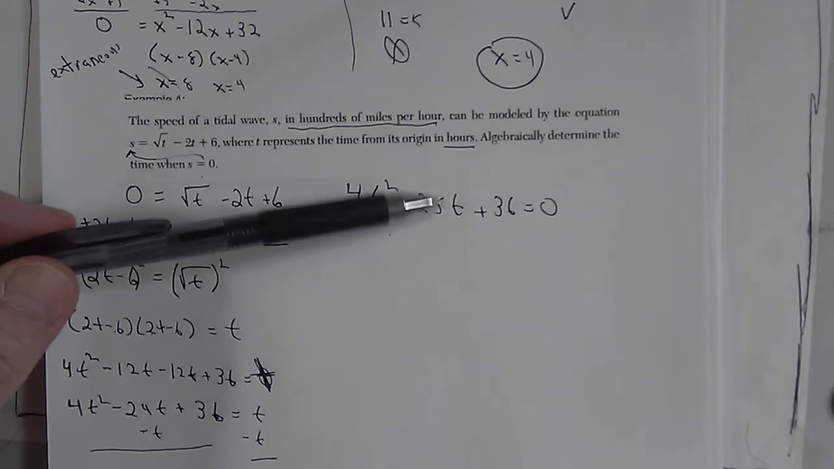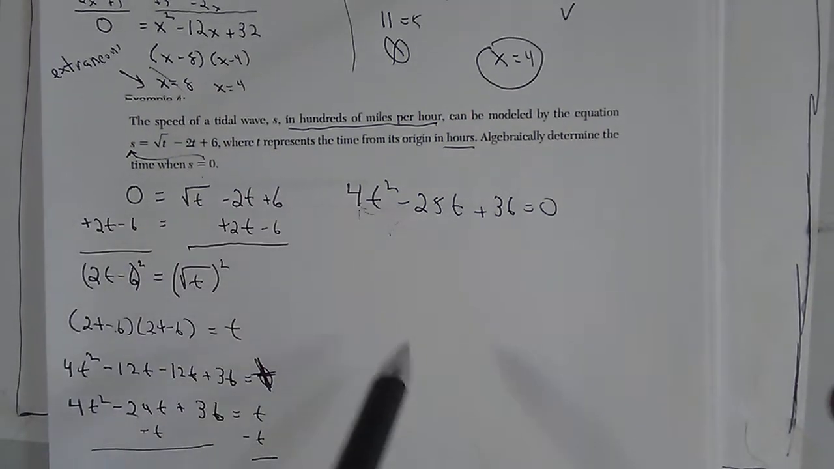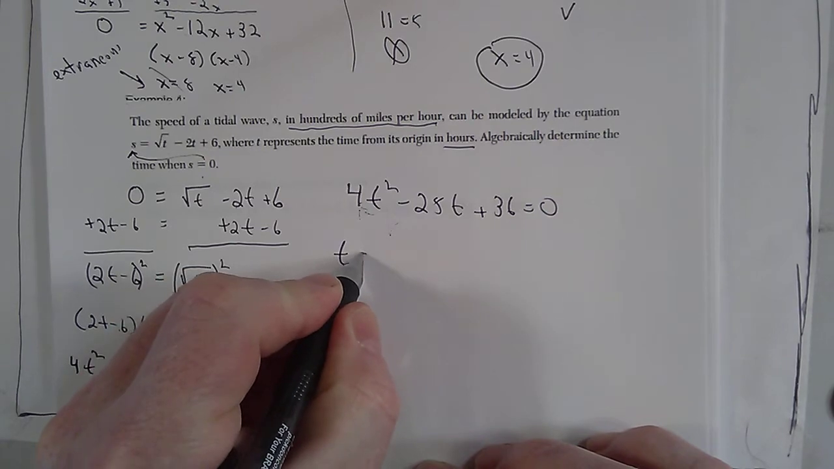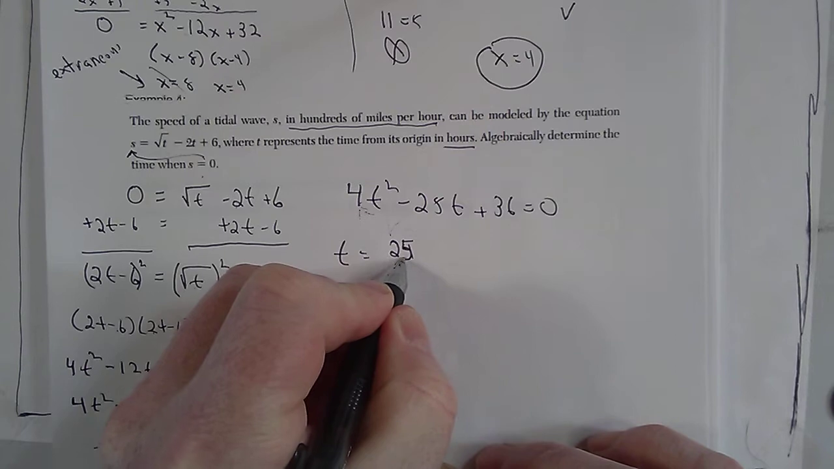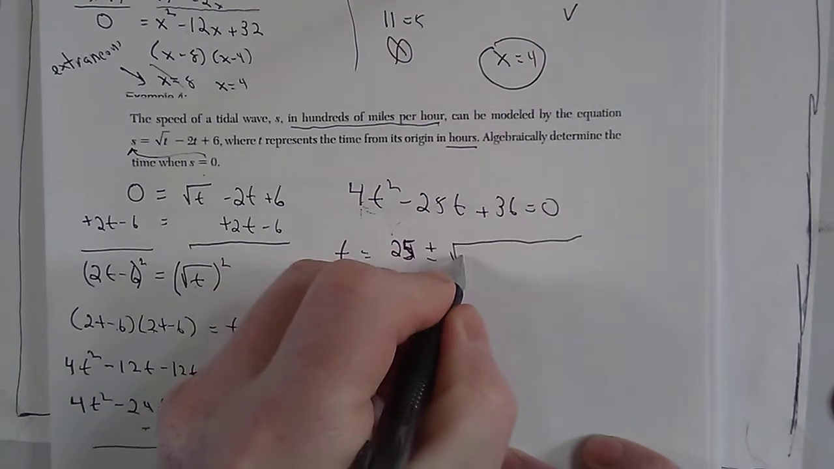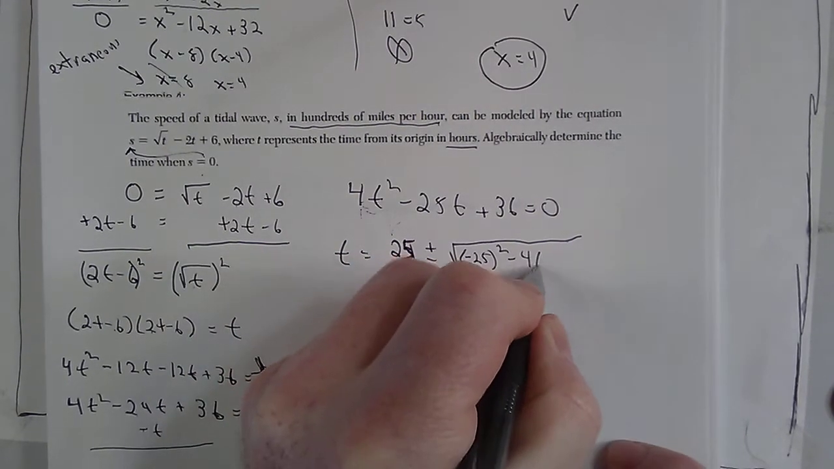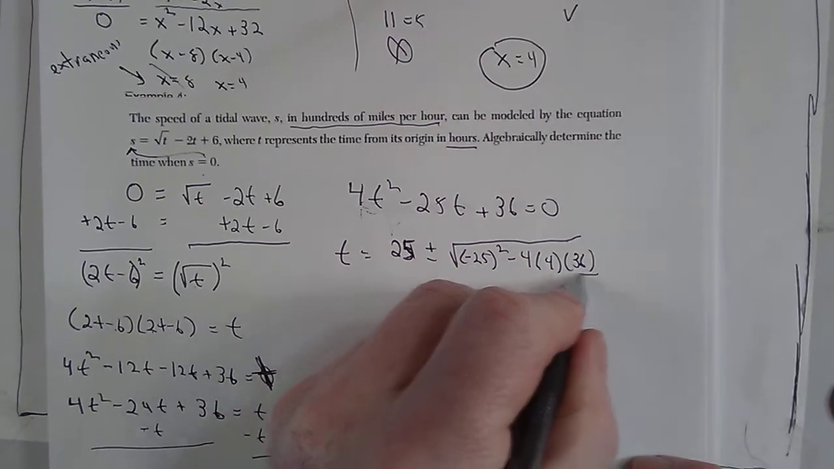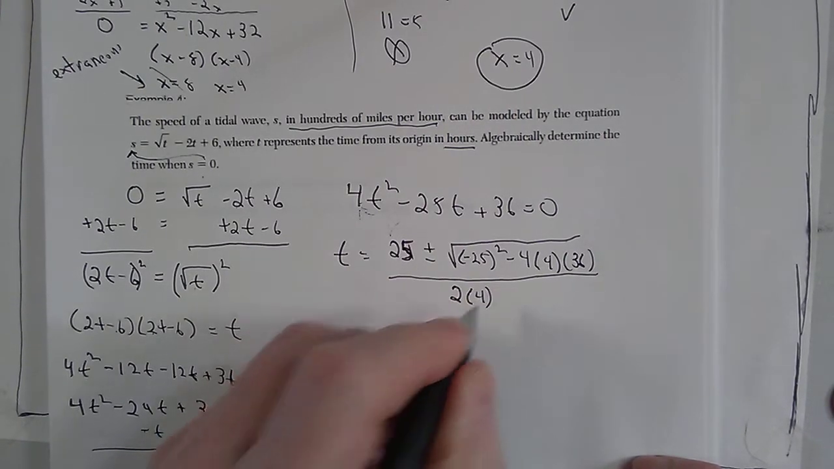This probably factors, but since there's a 4 there, what the heck, I haven't done it in a while. Let's use the quadratic formula. Negative b plus or minus the square root of b squared minus 4ac, all over 2 times a.